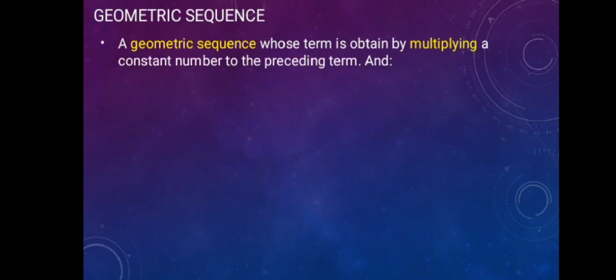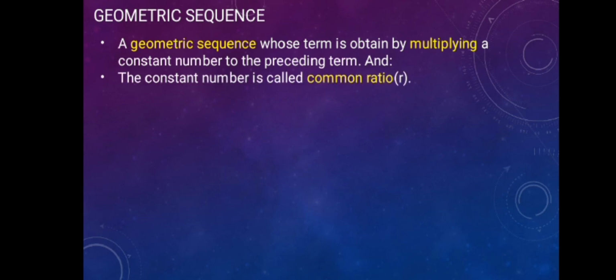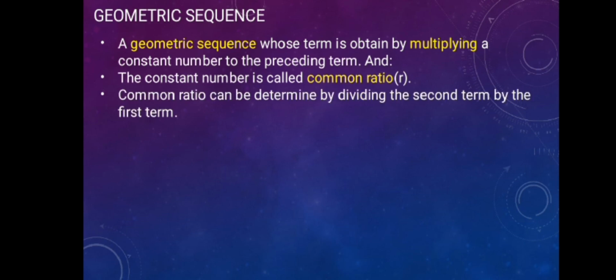So, geometric sequence. A geometric sequence is a sequence whose term is obtained by multiplying a constant number to the preceding term, and the constant number is called common ratio. Common ratio can be determined by dividing the second term by the first term. So, madidetermine natin ang common ratio pag i-divide natin ang second term sa first term.